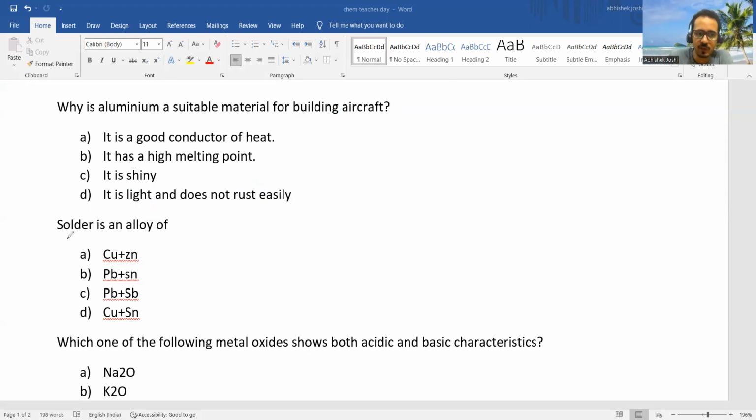Then the question is, solder is an alloy of which of these components: copper plus zinc, or lead plus what is this, Sn, guys? This is nothing but tin. Or lead plus what is this, Sb? It is nothing but antimony. And then copper plus again tin. So which combination is there? The correct answer would be lead plus tin.